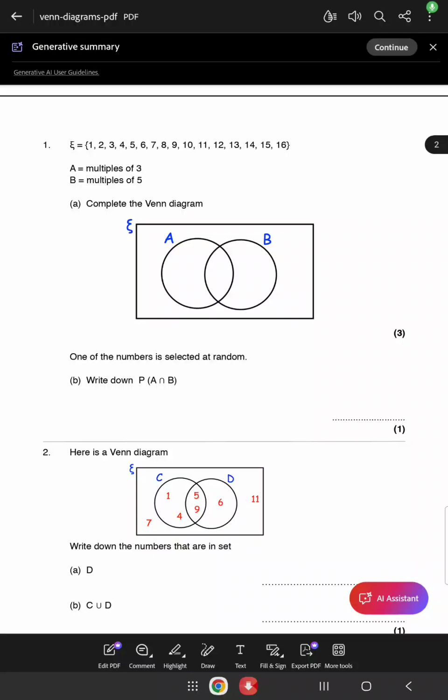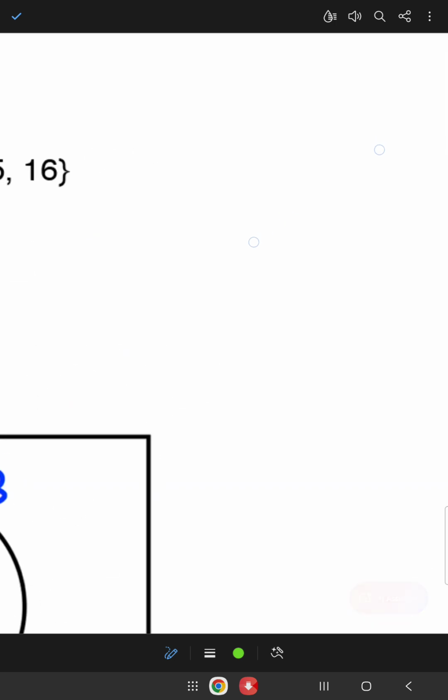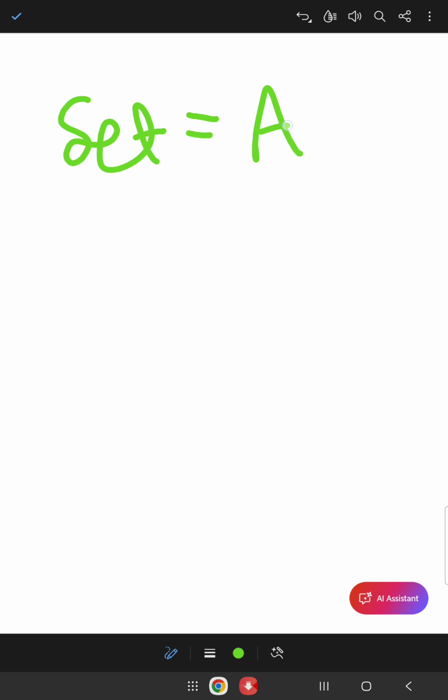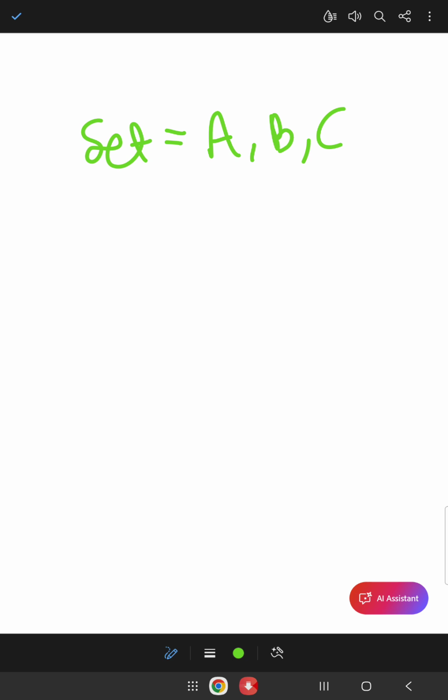Everyone, today we'll be doing maths Venn diagrams. So I want to just make a couple things known, like a couple symbols. So first we have a set. Sets can be represented by any alphabet letter, A, B, C, doesn't matter. Sets just contain a pattern or numbers.